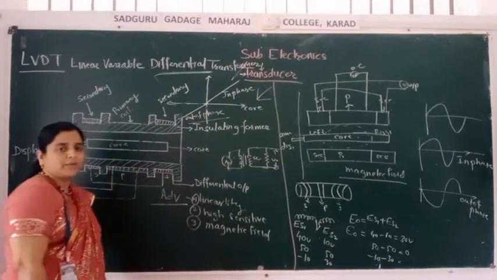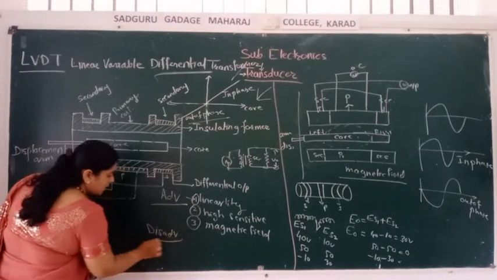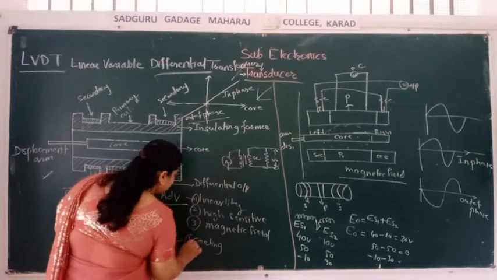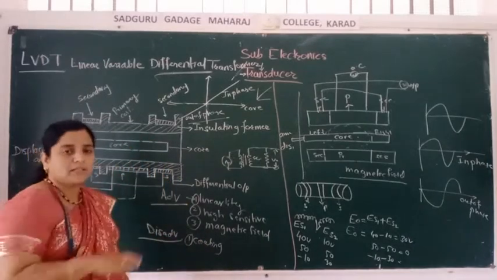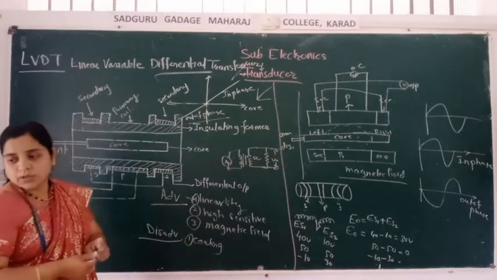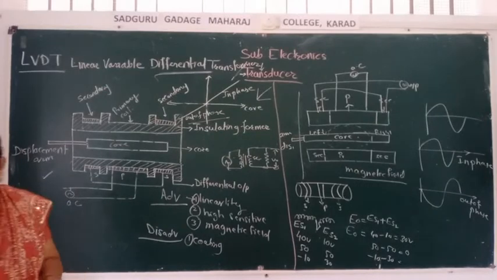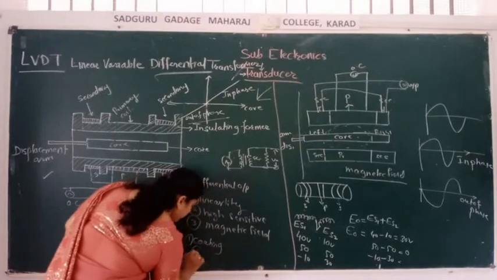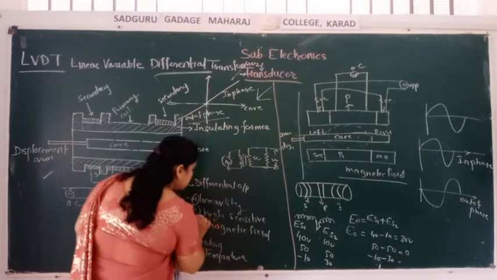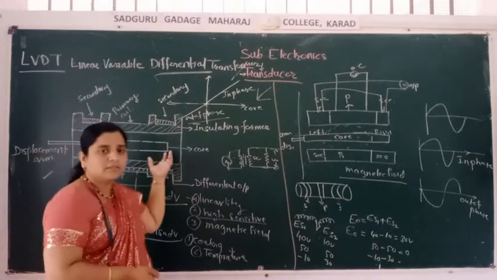Every device has advantages and disadvantages. So it has a disadvantage also: it requires coating because we are using a transformer here. Therefore, it requires the coating. Okay, directly we cannot use the transformer here. So one disadvantage is that it requires coating and shielding of the transformer, and it is also affected by temperature. It is a highly sensitive device, therefore it will be affected by temperature. If temperature changes, its displacement also changes.